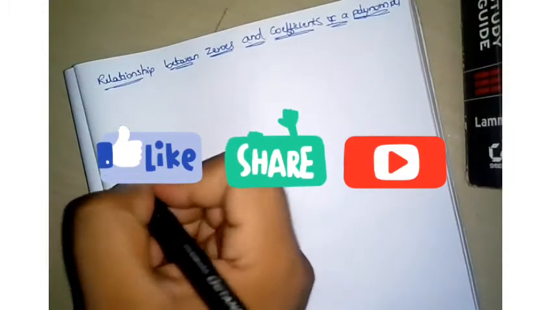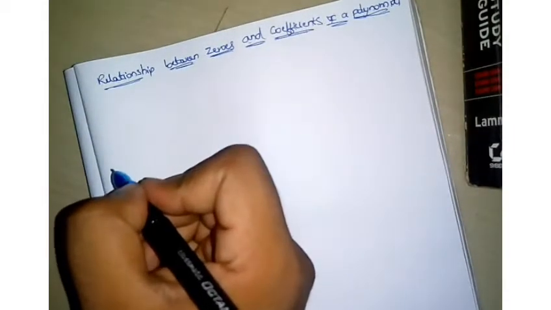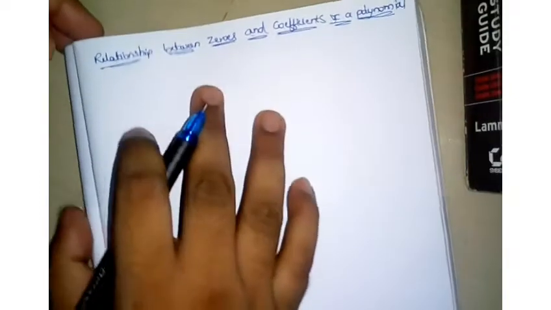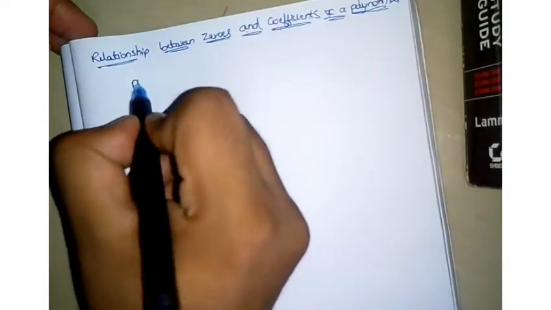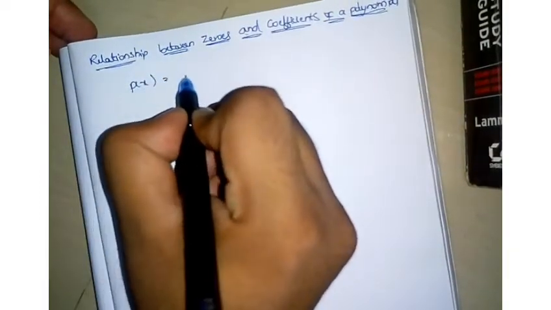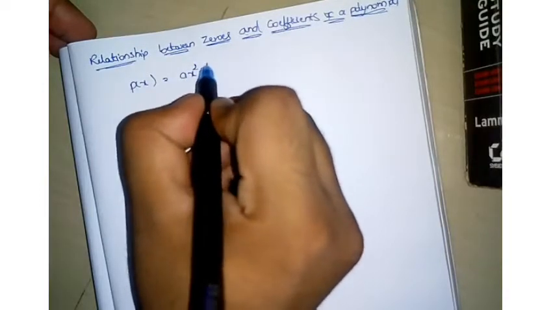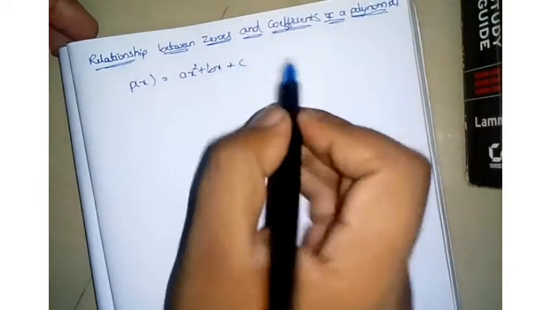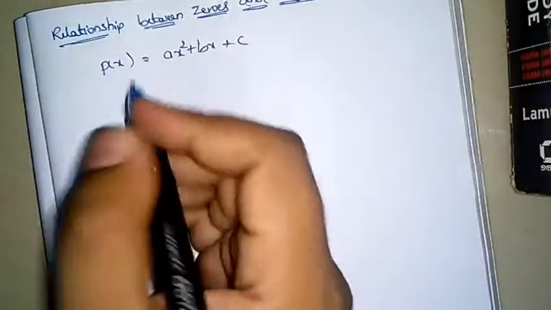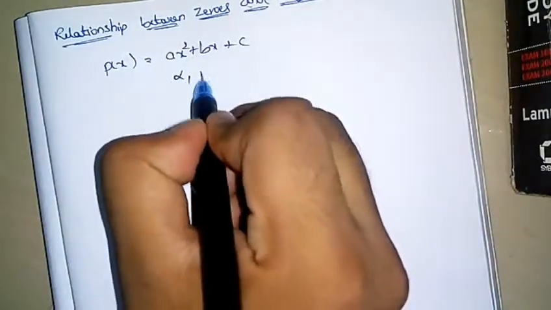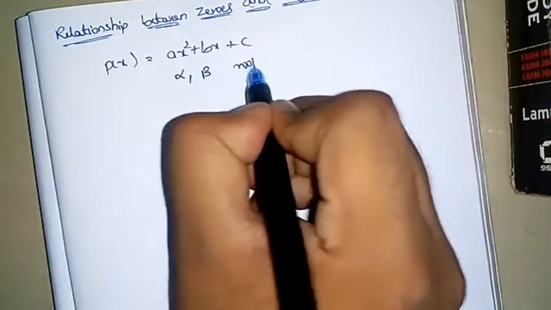Our next topic is the relation between zeros and coefficients of a polynomial. For example, take a quadratic polynomial p of x equal to ax square plus bx plus c. Let's suppose alpha and beta are roots of this quadratic equation.